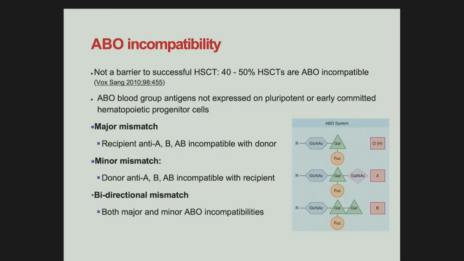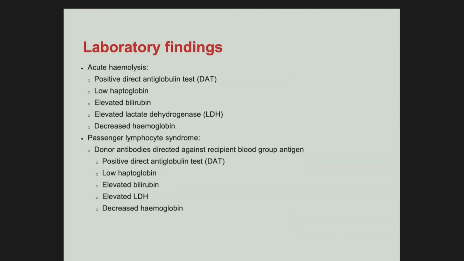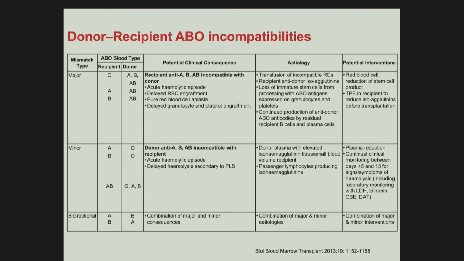So we've heard about in detail ABO incompatibility, the major, the minor, and the bidirectional mismatch, which I'm not going to talk about. We've heard the risks of ABO mismatch from a laboratory perspective, the findings that could be present, and also we've heard about passenger lymphocyte syndrome, so the transplant donor B lymphocytes that continue to secrete an antibody that is incompatible against the recipient's red cells.